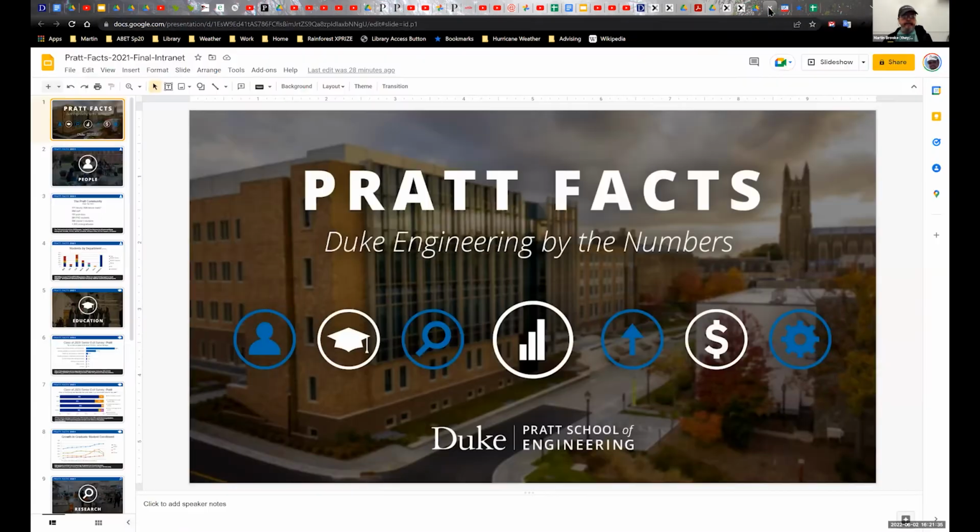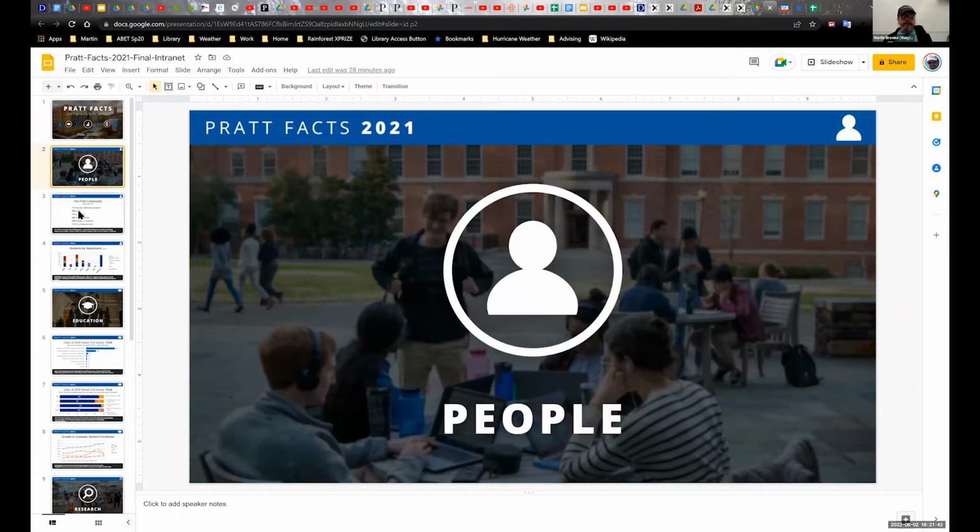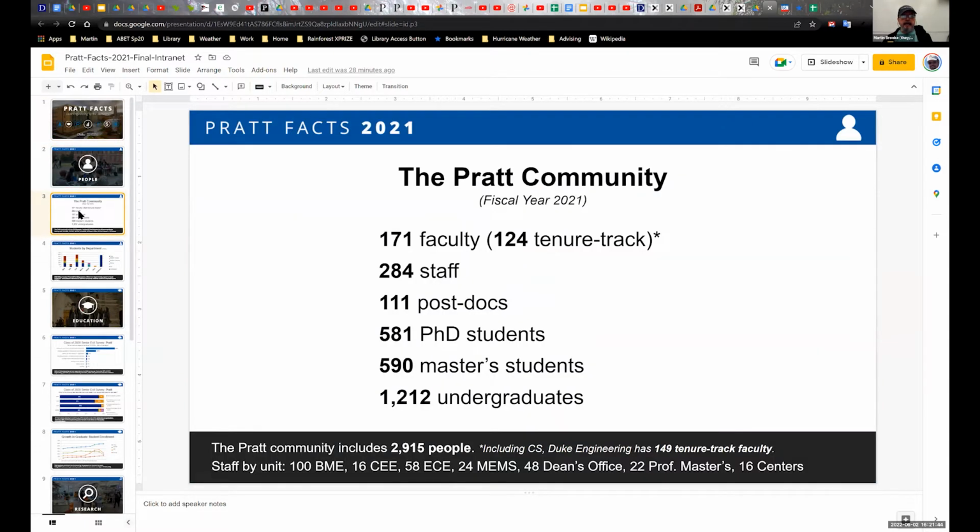Speaking of engineering, here's some facts about Pratt School of Engineering at Duke. We'll talk about people. So there are 171 faculty, 124 of those are tenure track. We have faculty who are teaching only, faculty who do not have tenure. There are support staff, postdocs, PhD students, master's students. We have a relatively good sized master's program and about as many graduate students as we have undergraduate students.